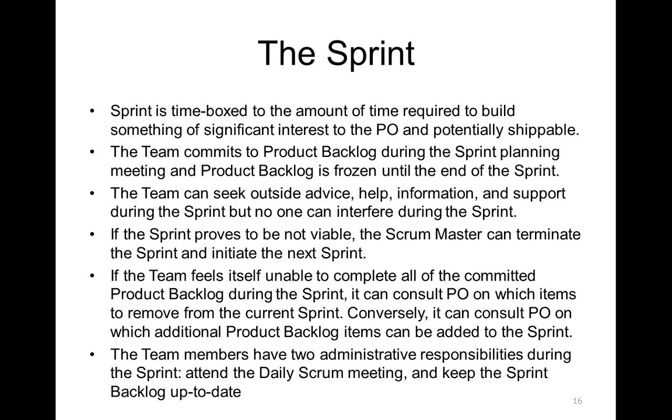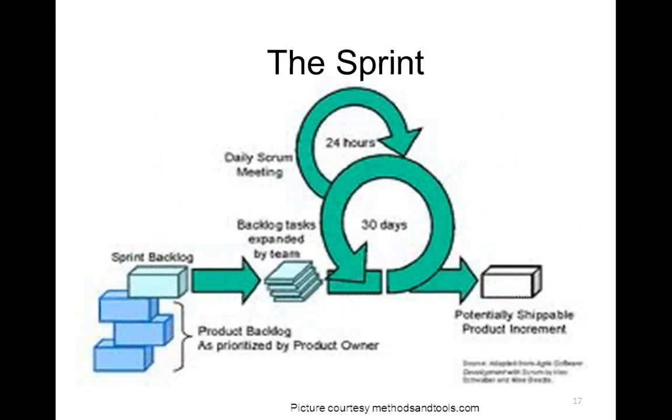The Scrum Master can also terminate the sprint if he finds that the team is not able to meet the commitment. Instead of wasting time and procrastinating over the whole issue, the Scrum Master can suggest that the team terminate the sprint and start a new sprint all over again. So these are the provisions that can be worked upon. Team members during this sprint have the administrative responsibility to attend the daily Scrum meeting and keep the sprint backlog updated.